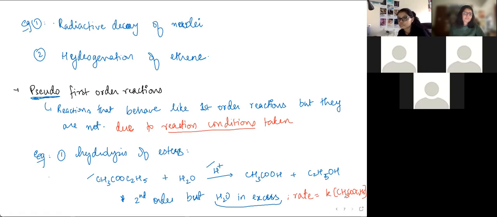Ma'am, the other example is? The other example is inversion of cane sugar. Once everyone is finished noting it down, I can flip the pages here. Done, ma'am. Okay.